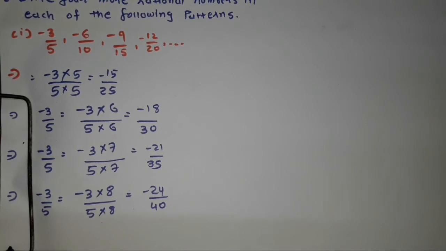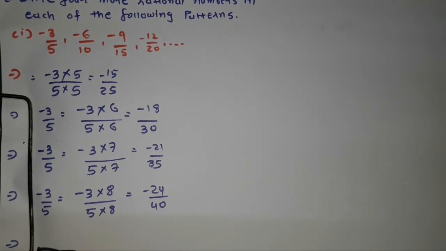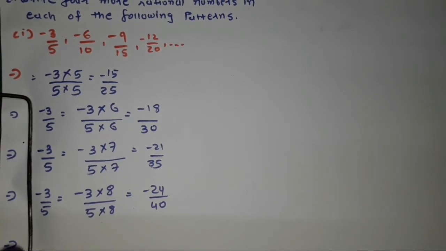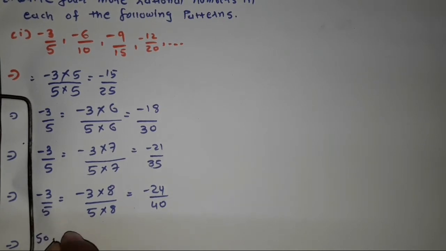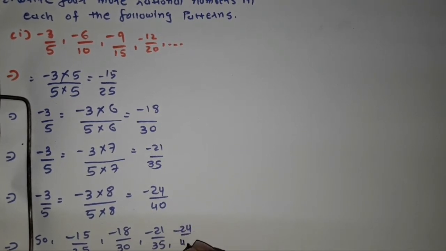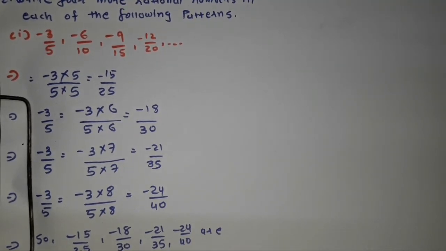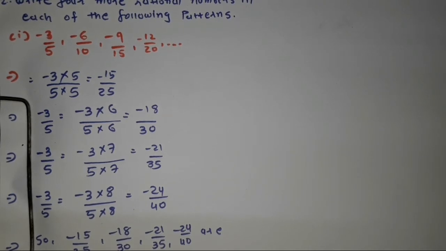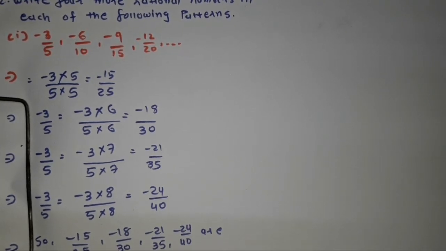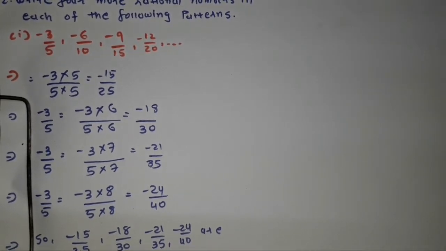So the 4 rational numbers which were required in the following pattern are: minus 15 upon 25, minus 18 upon 30, minus 21 upon 35 and minus 24 upon 40. These are the 4 more rational numbers in the given pattern.